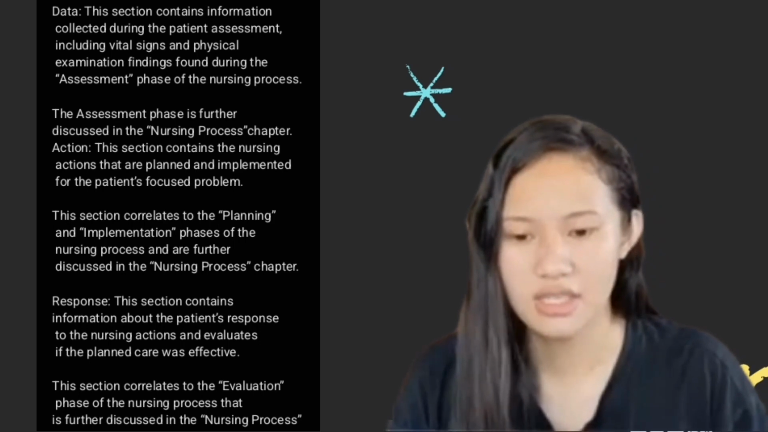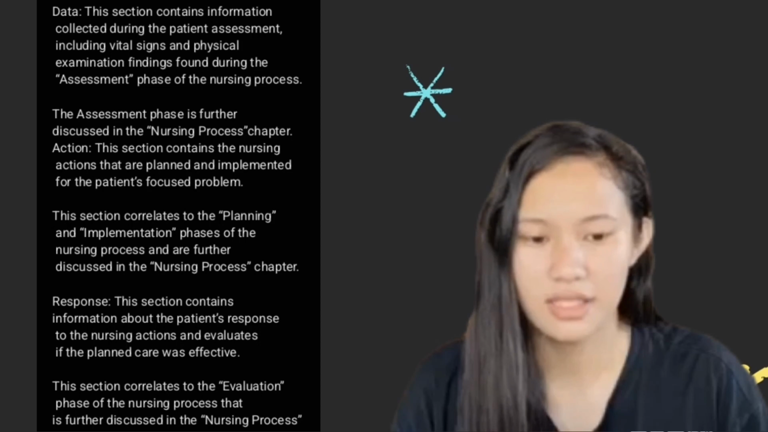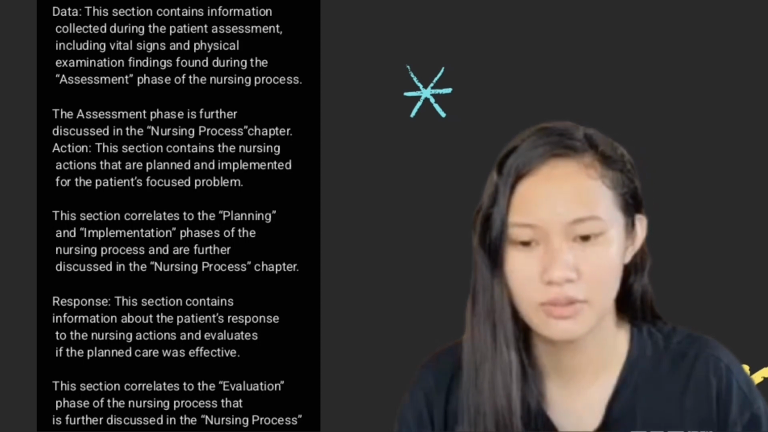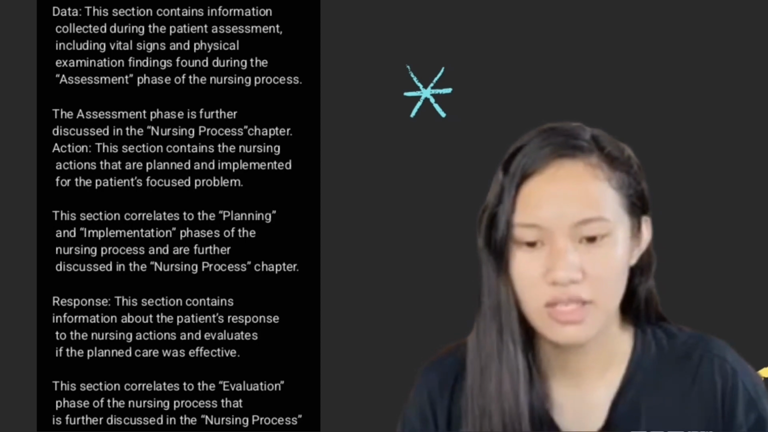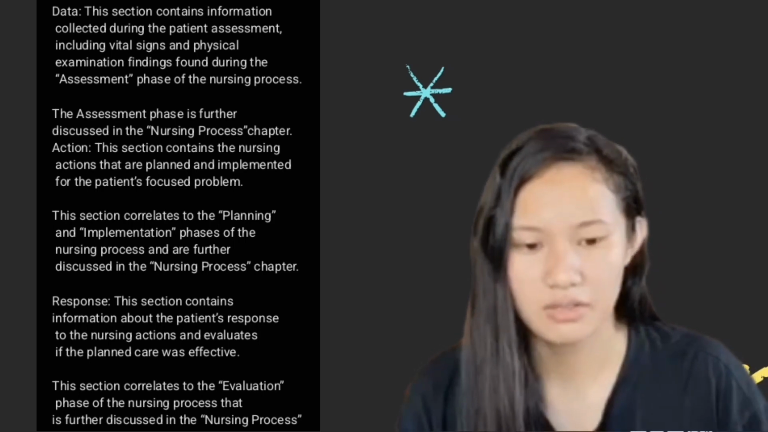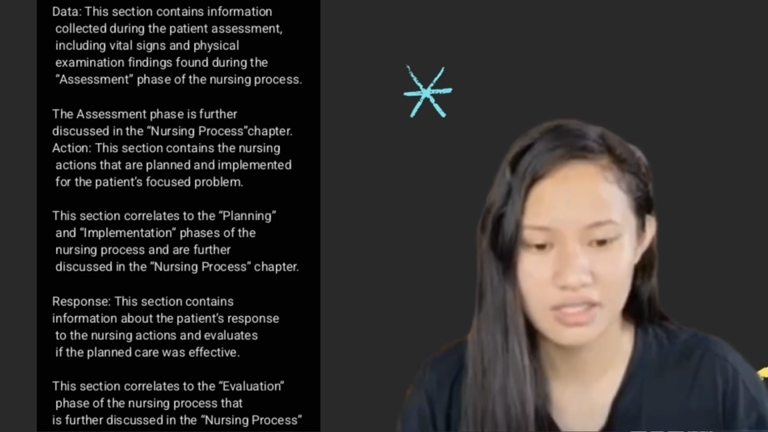Action. This section contains the nursing actions that are planned and implemented for the patient's focused problems. This section correlates to the planning and implementation phases of the nursing process and are further discussed in the nursing process chapter.